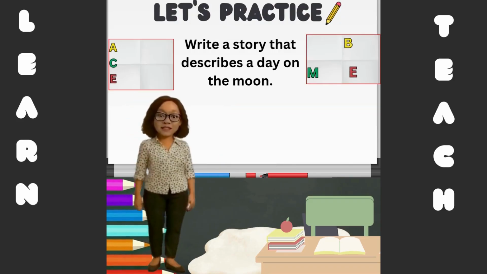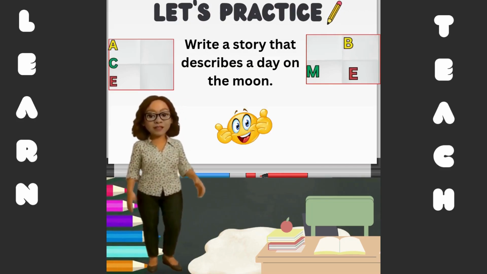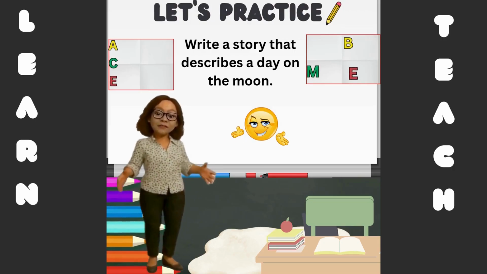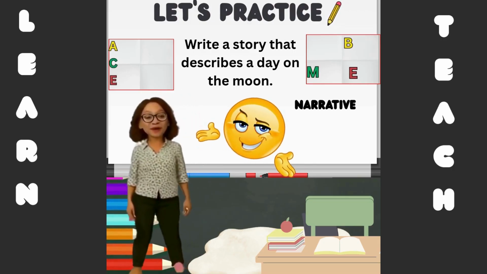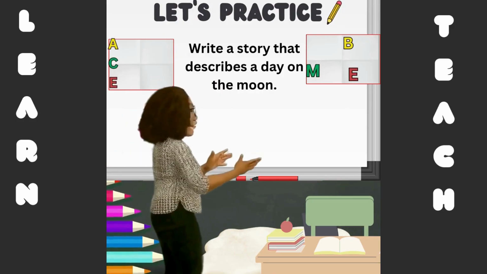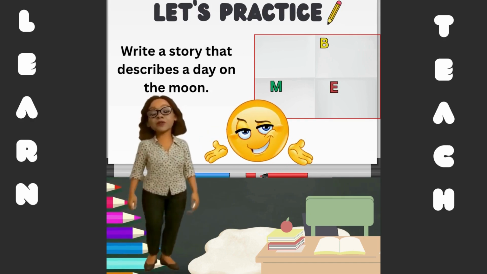Write a story that describes a day on the moon. Thumbs up if it's an opinion. Point to your brain if it's informative. Open your hands if it's a narrative. Yes, this is a narrative prompt. Now that you know the type of writing, do we ACE or BME it? For narrative writing, we always BME the 4 square.